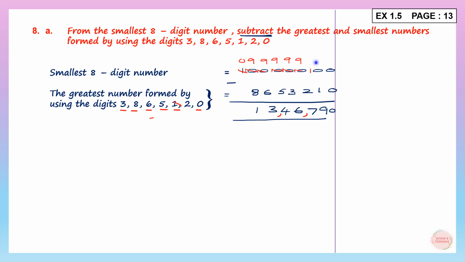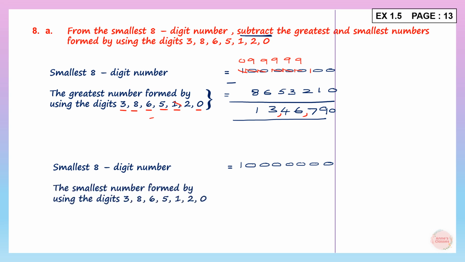Now again, let's take the smallest 8-digit number. The smallest 8-digit number is, as we know, 1 followed by 7 zeros. So 1, 2, 3, 4, 5, 6, 7 zeros. From this we are now going to subtract the smallest number formed by using these digits again.